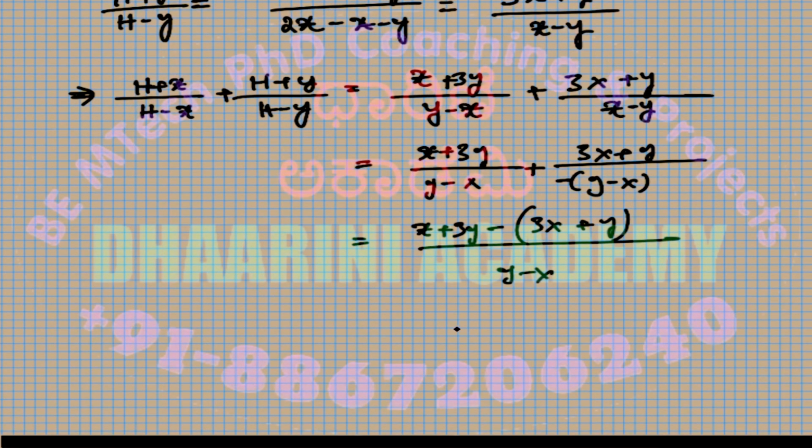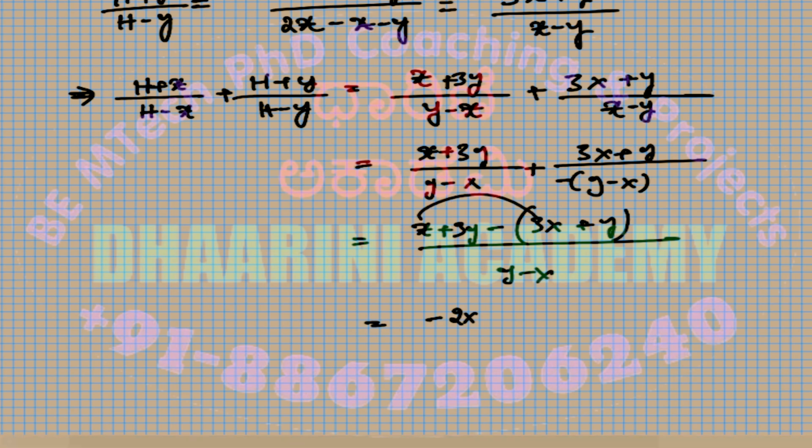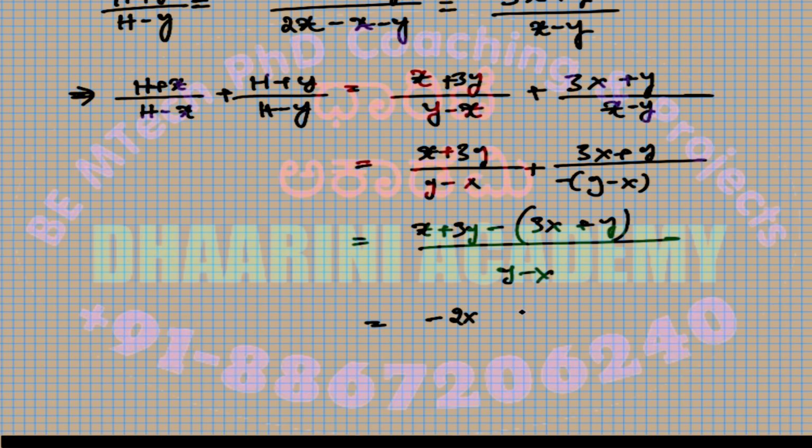Okay, so apply this simplification. This is x minus 3x is minus 2x. Okay, simplify further, that is 3y minus y is nothing but plus 2y, whole divided by y minus x. So this is equal to minus 2, I'll take it out, this is y minus x.